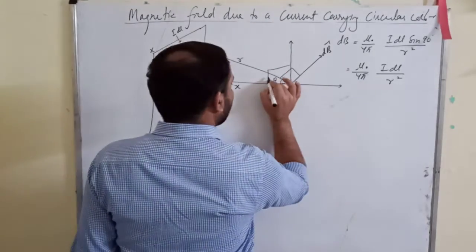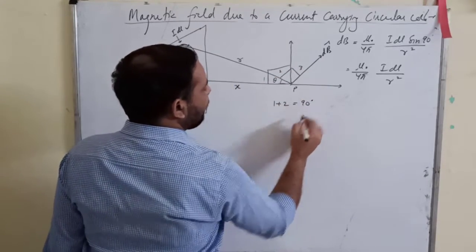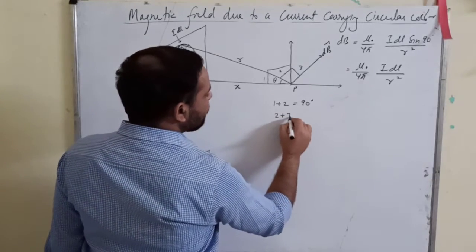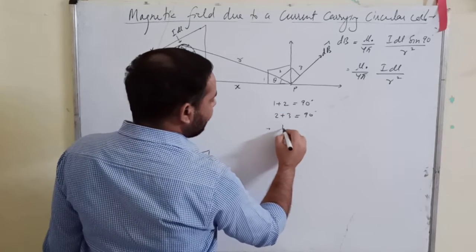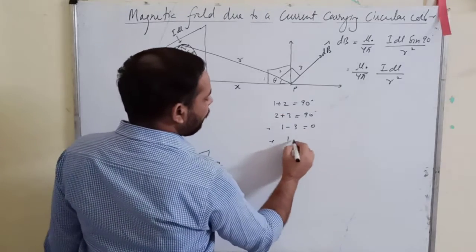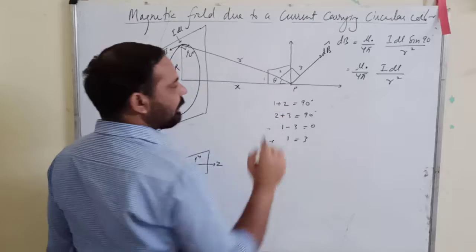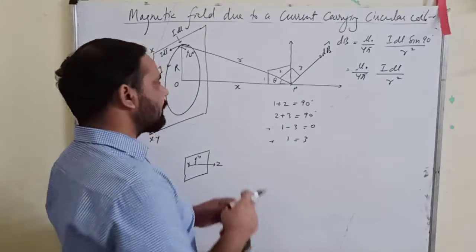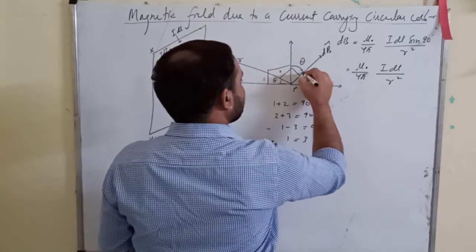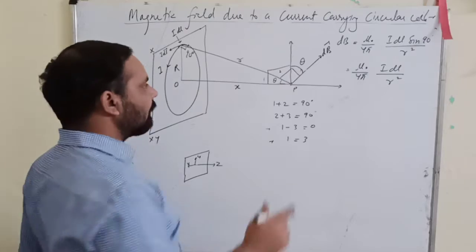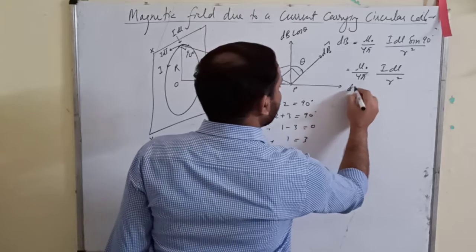Let us name them as 1, 2, 3. Now 1 plus 2 equals 90, and 2 plus 3 equals 90. If you subtract them, then 1 minus 3 equals 0, or 1 equals 3. Angle 1 is equal to angle 3. Angle 1 is theta, so angle 3 is also theta. So it means that this angle must be theta, right?